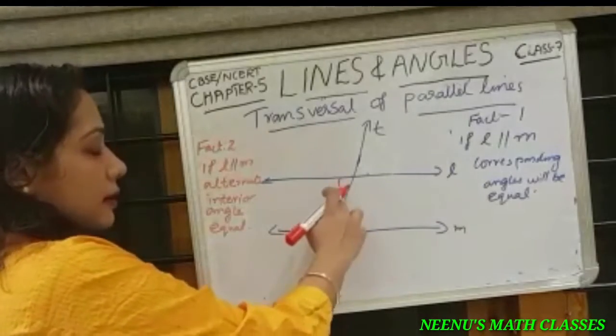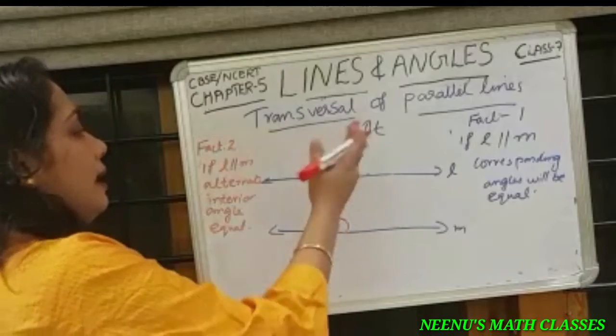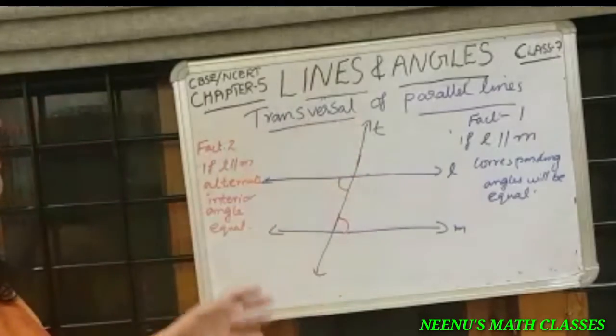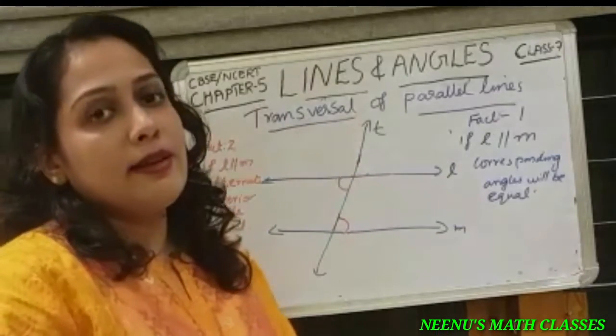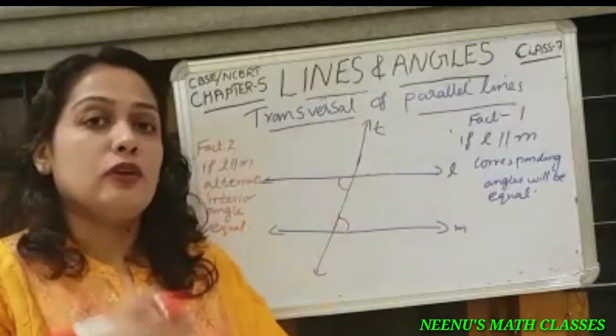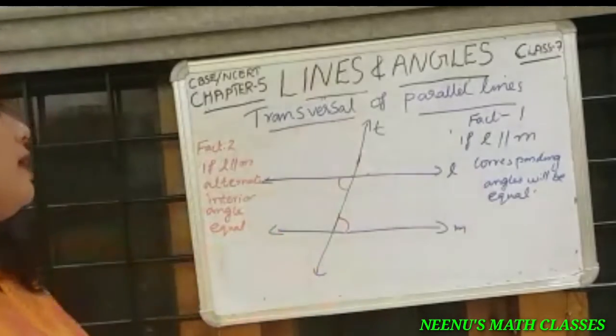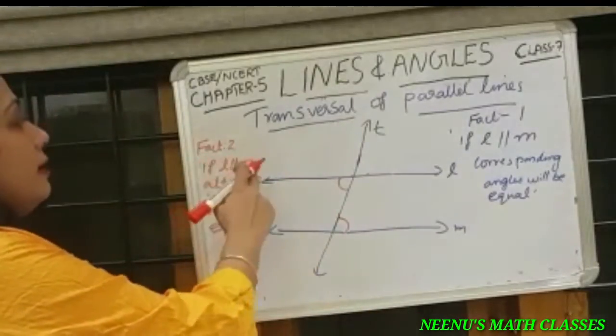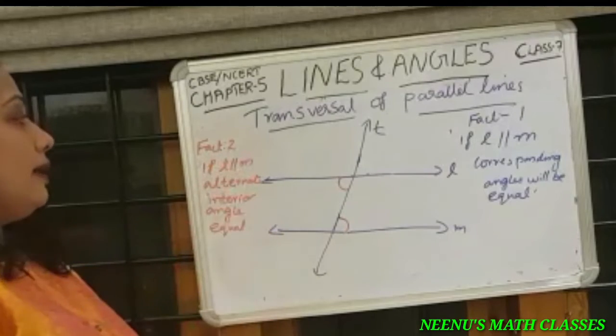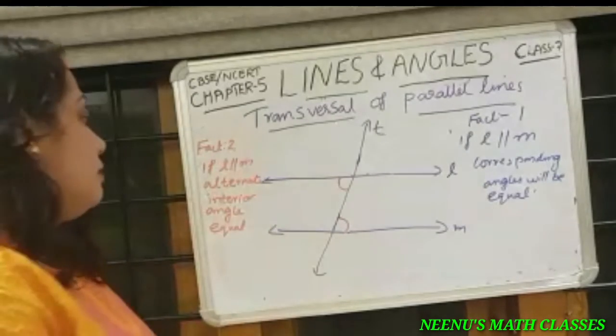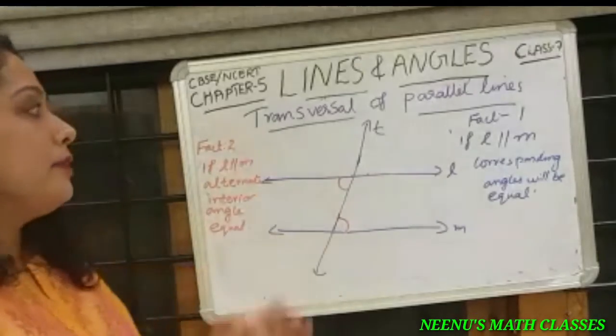If alternate interior angles are equal, then L is parallel to M. This is fact number two. The first fact is, if L is parallel to M, then corresponding angles are equal. The second fact is, if L is parallel to M, then alternate interior angles should be equal. These are the two.